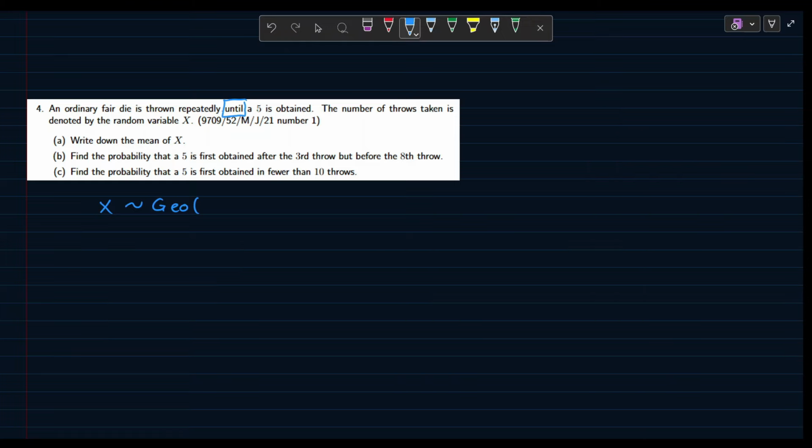And what are we doing? We are trying to obtain a 5 from a fair die. So a fair die has 6 possible outcomes. So the probability of obtaining a 5 is 1 out of 6. So this is 1 out of 6.